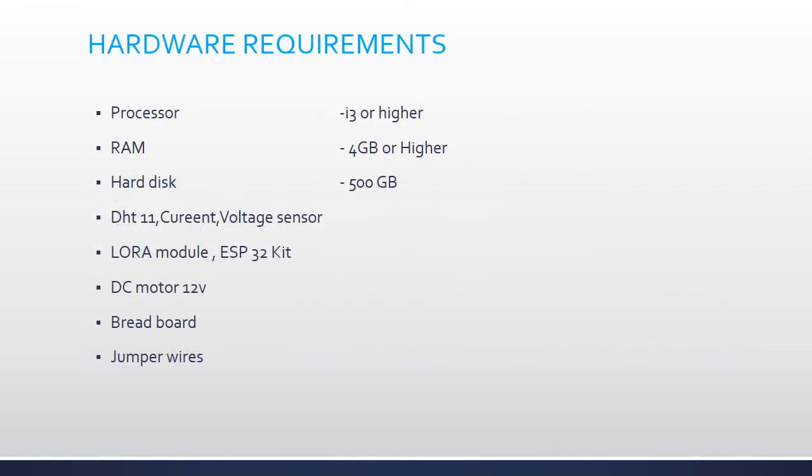Let us concentrate on hardware requirements. To develop this project, we need a development environment with i3 processor, 4 GB RAM and 500 GB hard disk. These three things are with respect to our development environment or our personal computer. And we need sensors like DHT11 sensor, current and voltage sensors. We need LoRa modules with 433 MHz, LoRa chips with antenna. And to interface these modules, we need ESP32 development board.